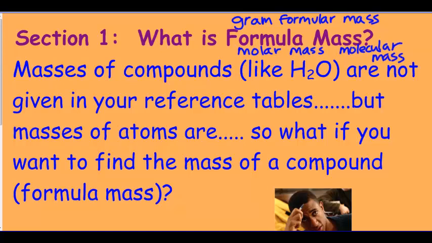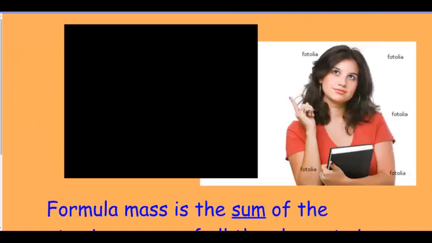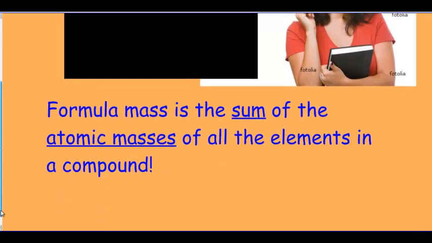And unfortunately, for elements, we can get their weight right off the reference tables. But for compounds, the formula mass is not given in the table. So how can you find the formula mass of a compound? Well, if you were guessing, and you really just add up all the individual masses, then you're right. Okay? So what formula mass really is, and I believe you have a couple blanks to fill in your notes, it's the sum of all the atomic masses of all the elements in a compound.